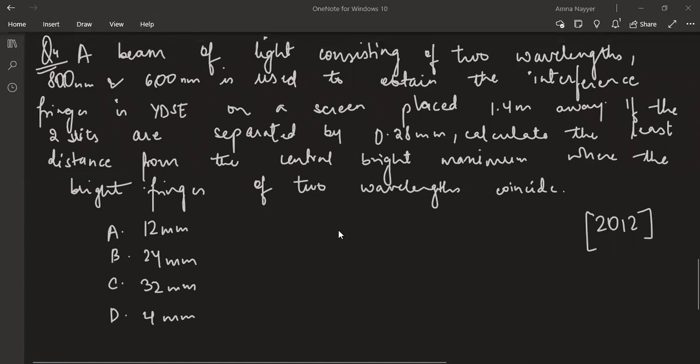Look here, class. A beam of light consisting of two wavelengths, one is 800 nanometer, another one is 600 nanometer, is used to obtain the interference fringes in YDSE on a screen placed 1.4 meters away. Okay, Asta has answered. Anyone else? Only Asta has answered.